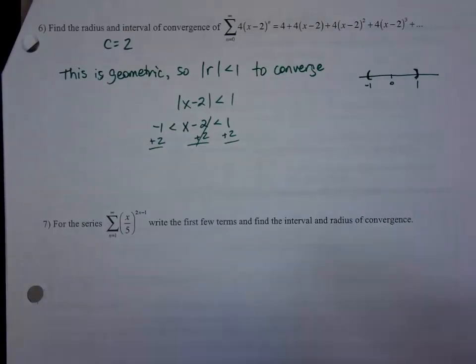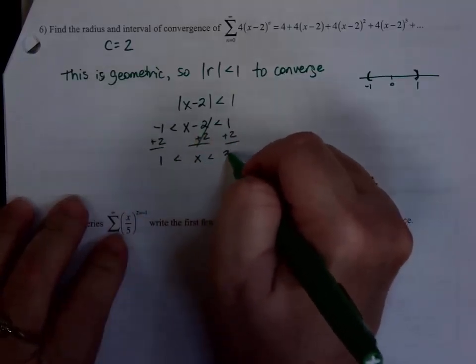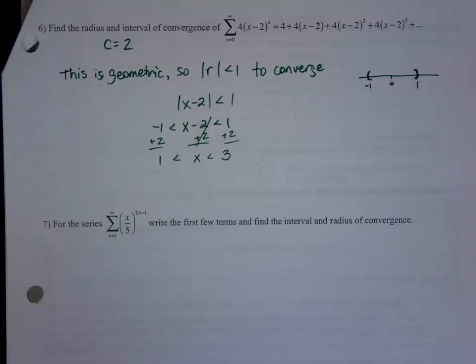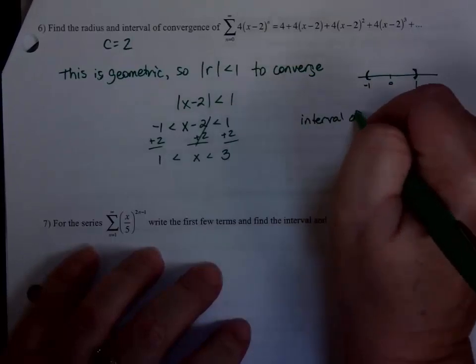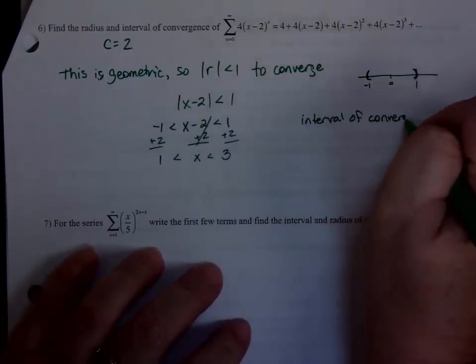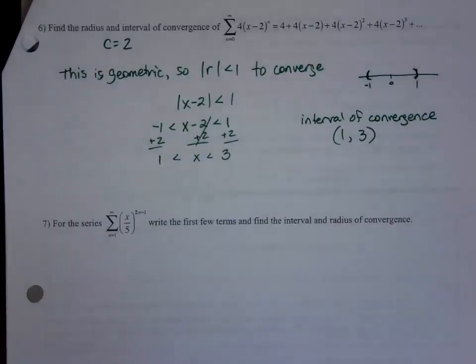So this side is going to say 1 is less than x is less than 3. And that is my interval of convergence. So my interval of convergence is 1 to 3 with parentheses.